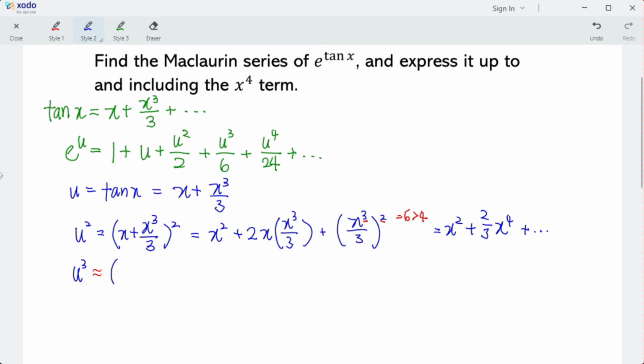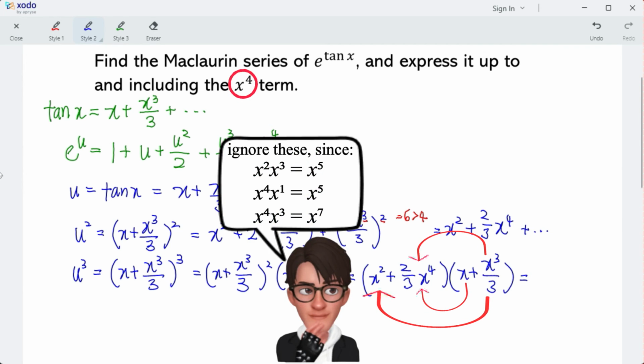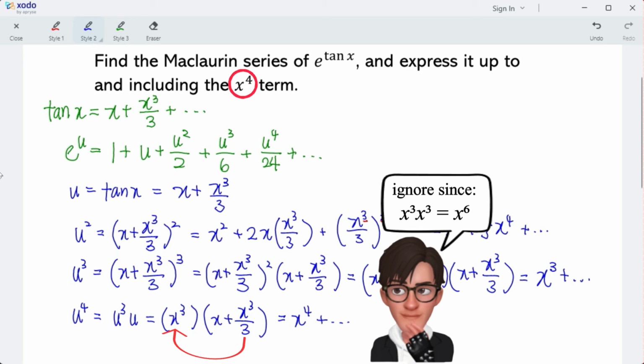Now, for u to the power of 3, that is x plus x cubed over 3, the whole thing cubed, or equivalently, (x plus x cubed over 3) squared multiplied by (x plus x cubed over 3), by using law of indices. We already obtained the one for u squared, so we have x squared plus 2 over 3 x to the power 4, and we just have to multiply by x plus x to the power 3 over 3. Again, we should ignore any terms with power that is greater than 4. So all we need here is just x to the power 2 multiplied by x to the power 1, that is x to the power 3. Then we have u to the power 4. Again, we take u to the power 3 multiplied by u, that is x cubed multiplied by x plus x cubed over 3. So we obtain x to the power 4, and the rest we again ignore.